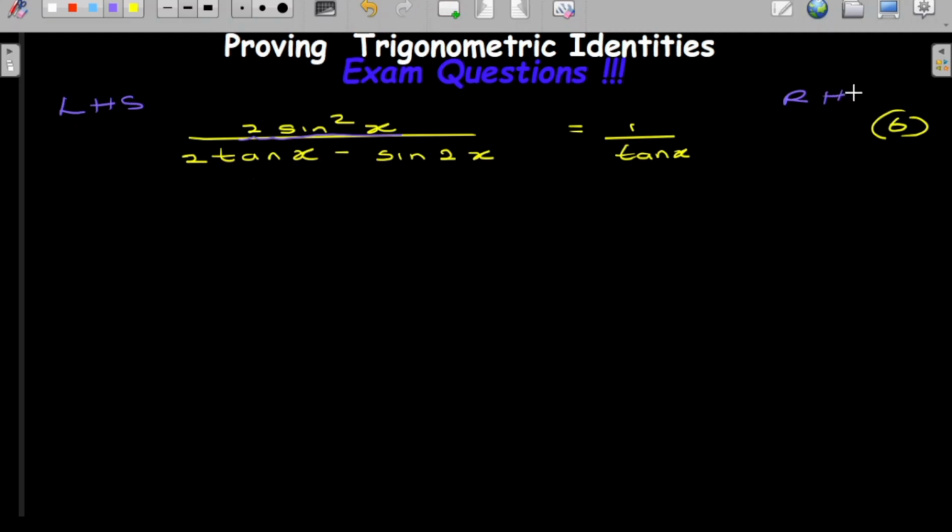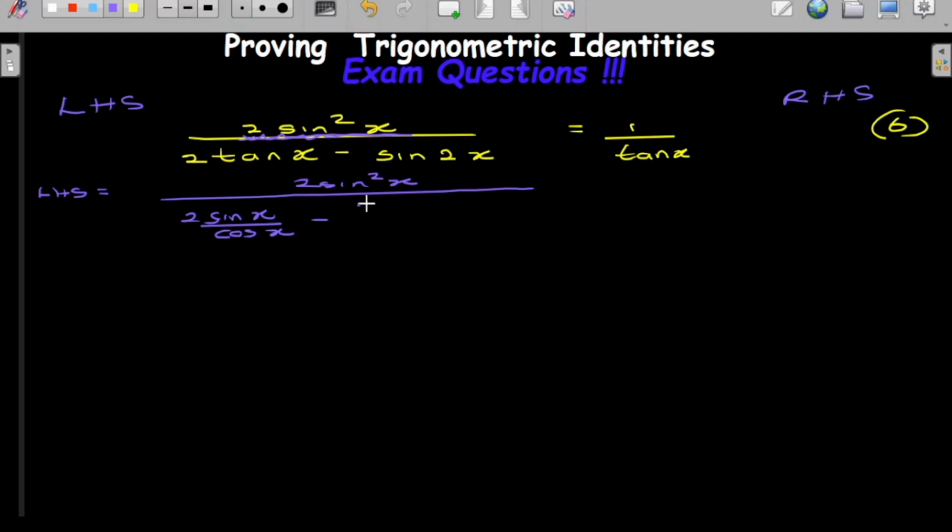So what you want to do first is just mark off your left hand side and your right hand side, so at least you have direction. I'm going to work with my left hand side because I can do more with that. On the top we have 2 sin²x. We're just going to rewrite that as it is and do more with the denominator. Here we have 2 tan x, so we can rewrite that as 2 sin x over cos x.